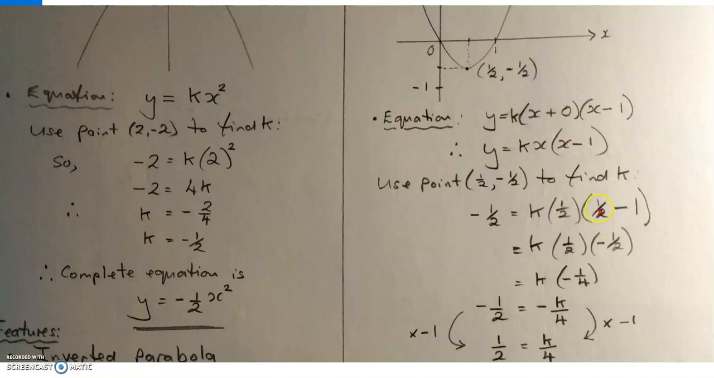Now, 1/2 take away 1 is negative 1/2. Now, don't forget these brackets mean we are multiplying. So we're going to be going 2 times 2, which is 4, and 1 times 1, which is 1. So this comes out as negative 1/4. So if I multiply the k into that, I get minus k over 4. Well, minus k over 4 is equal to the y value of minus 1/2.